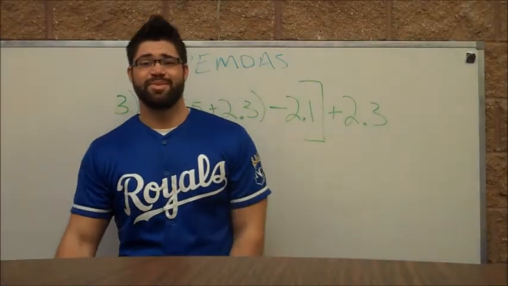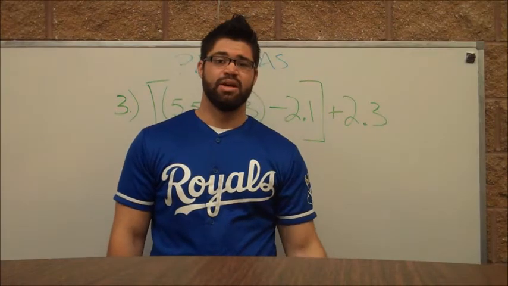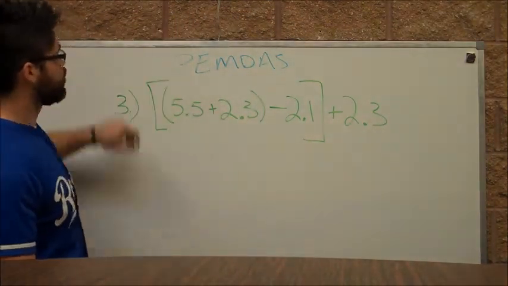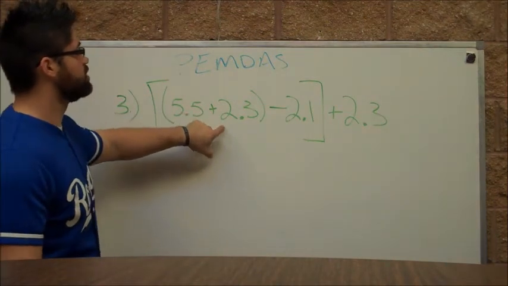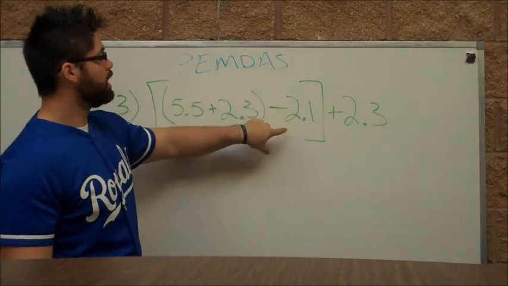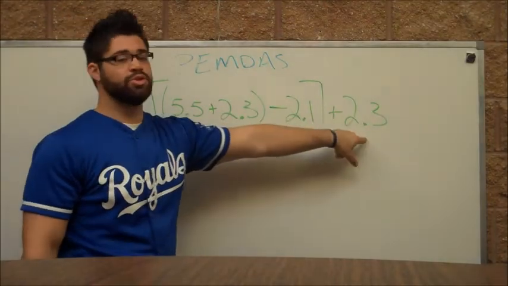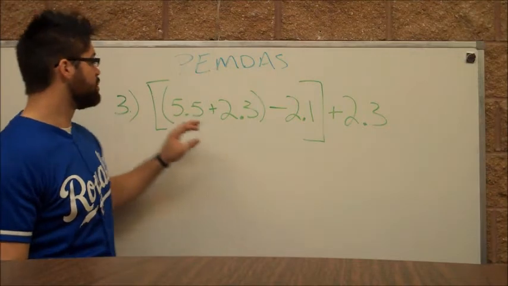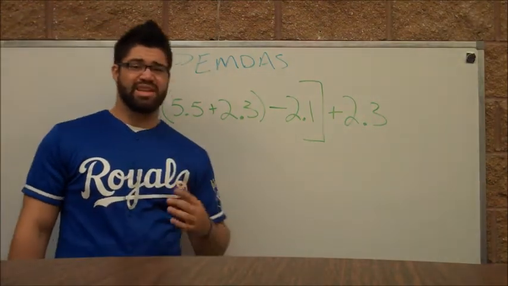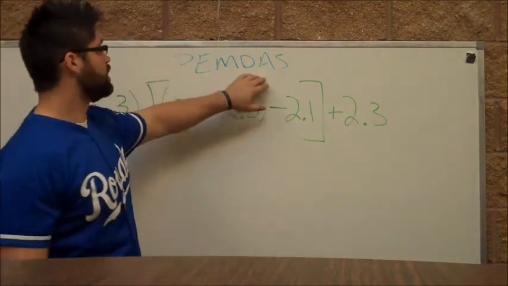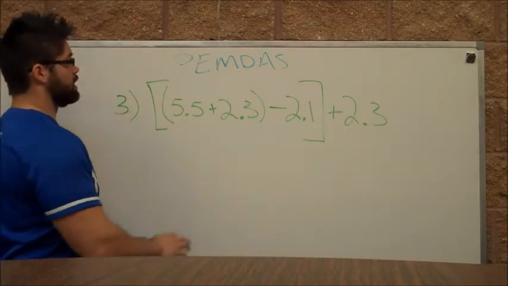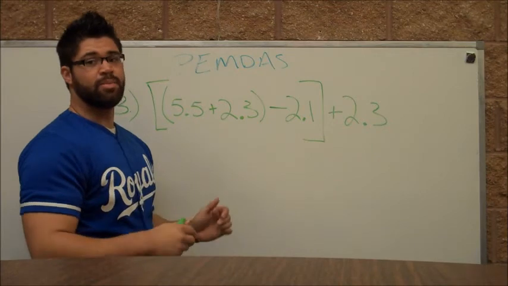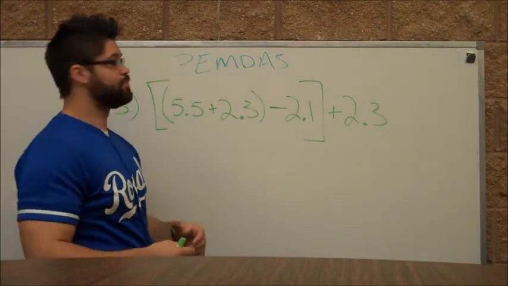Here we are at number 3. This is going to be the last problem in your guided practice section, and this is where it starts to get more fun. Alright, so here we go. We have a bracket, a parentheses, 5.5 plus 2.3, parentheses, minus 2.1, another bracket, plus 2.3. At first it looks intimidating with all the decimals and the parentheses and the bracket, but it's really not that hard if we remember PEMDAS. Remember, these brackets are just another grouping, another parentheses, but we have to work our way out until we get to them.